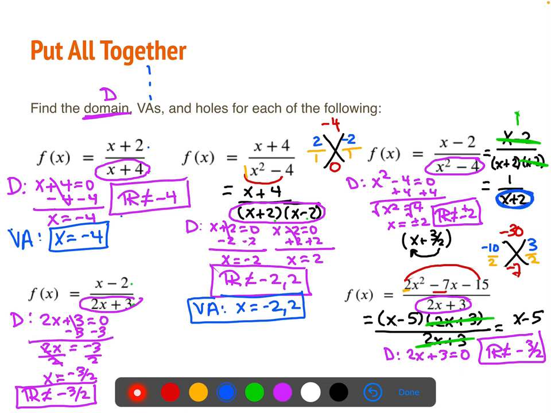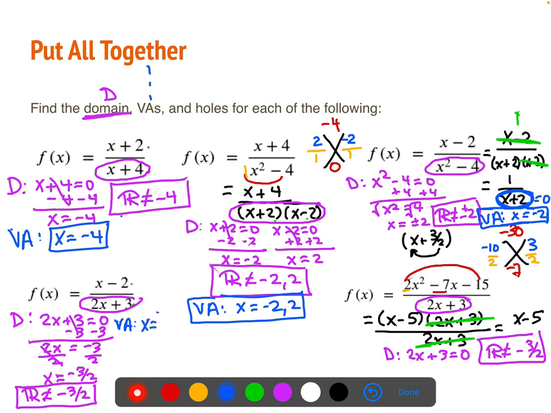Over here, I had the x -2's cancel, so I was left with an x plus 2. When you set the x plus 2 equal to 0, that gives you x equals -2. So that's the VA. So this one, I only get one of the answers for the VA because the ones that I canceled, those are going to be the holes in a minute.